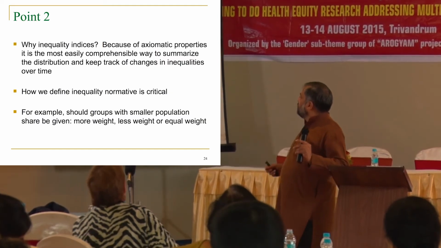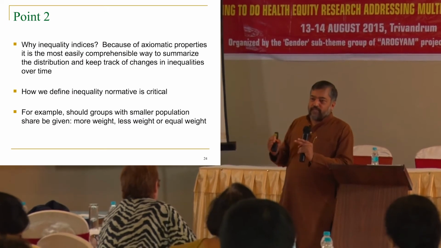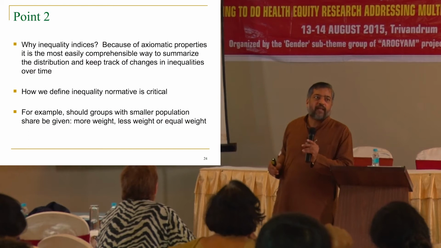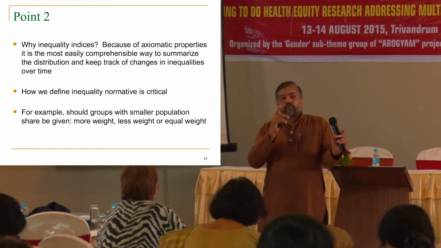Let us come now to point 2, why inequality indices and axiomatic properties. I didn't deal much in detail, but gave you some impression. So, it is how we define inequality, normative. That is why I put this slide just after that, the group profile, because here normative becomes what? I gave you a group profile normative, that is, your average line, and then that is a normative.